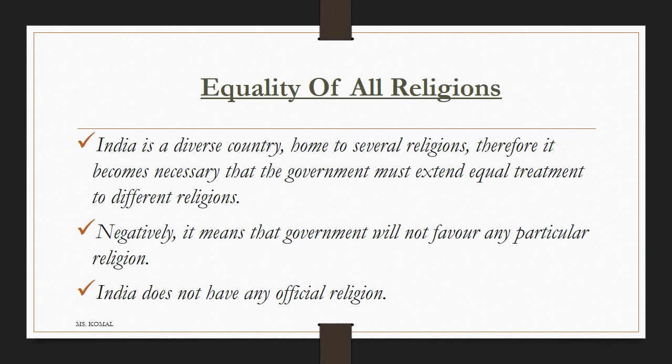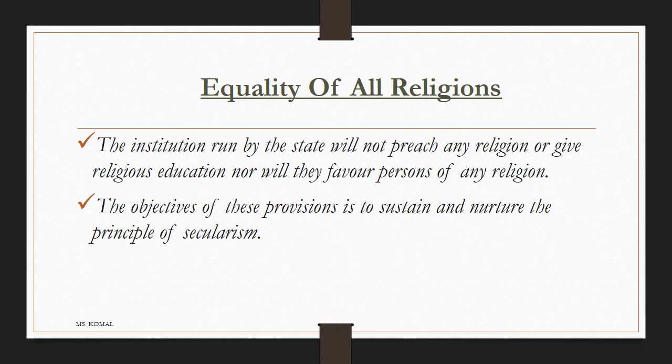We have also seen that under the right to equality, there is a guarantee that the government will not discriminate on the basis of religion in giving employment. So, there is equality of all religions in all matters. The Constitution also states that nobody can discriminate among people on the basis of religion. Equality of all religions also means that the institutions run by the state will not preach any religion or give religious education, nor will they favor persons of any religion.